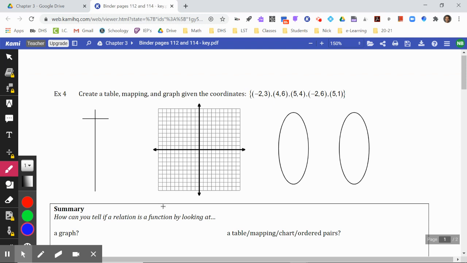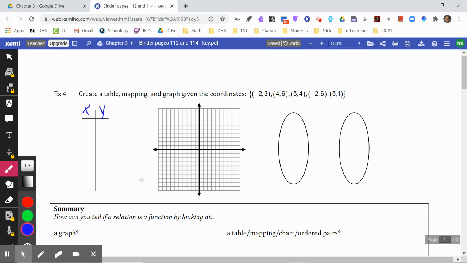All right, so example 4 says to create a table, mapping, and graph given the following coordinates. So we have this set of coordinates here, which is basically going to be a discrete function. So our first task is to create this table, right? And a table has x, y values. So we're just going to list out those same exact coordinates on a table here.